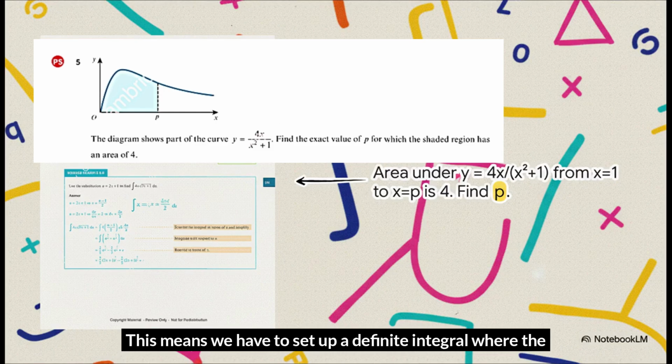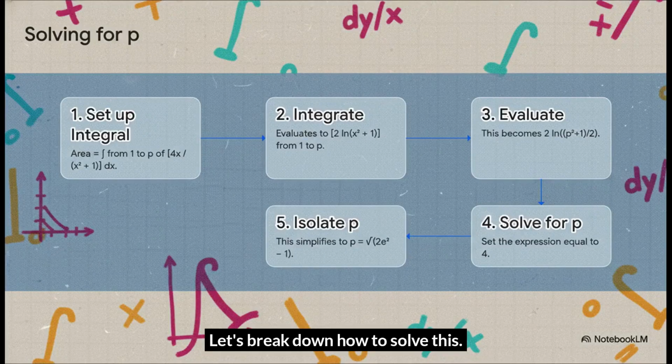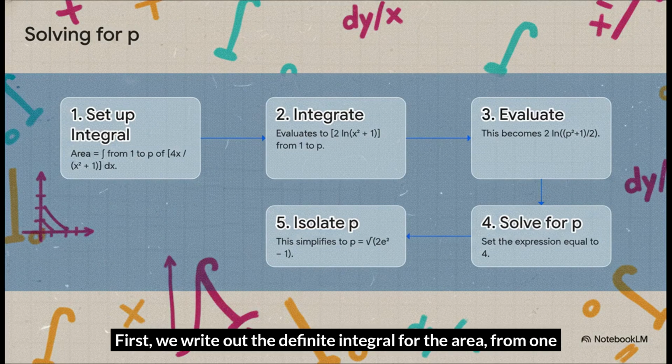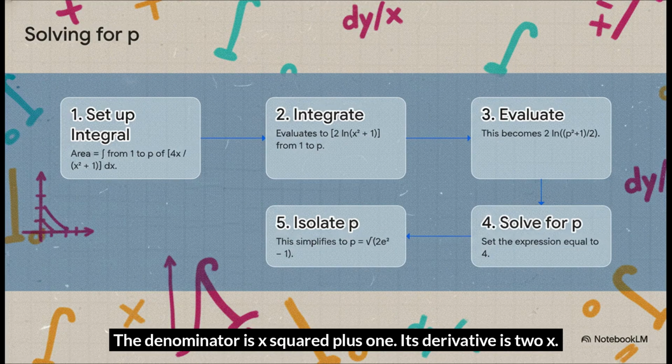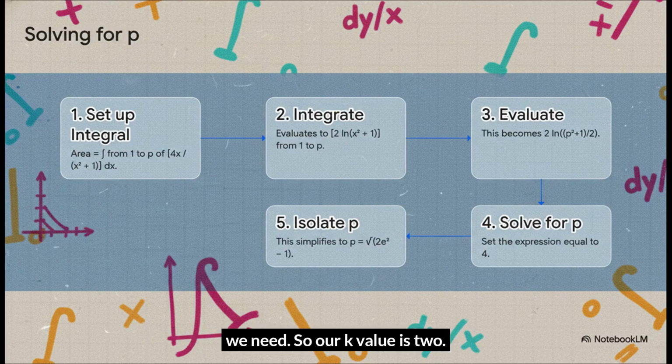This means we have to set up a definite integral where the answer is known, but one of the limits is not. Let's break down how to solve this. First, we write out the definite integral for the area, from 1 to p. Then we do our usual check. The denominator is x squared plus 1. Its derivative is 2x. Our numerator is 4x, which is just 2 times the derivative we need. So our k value is 2.